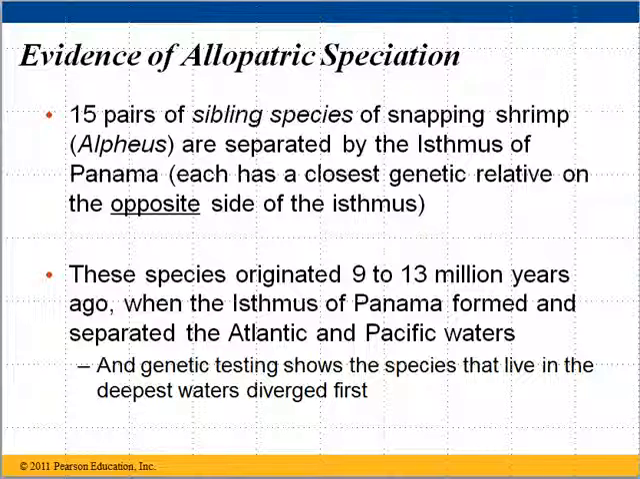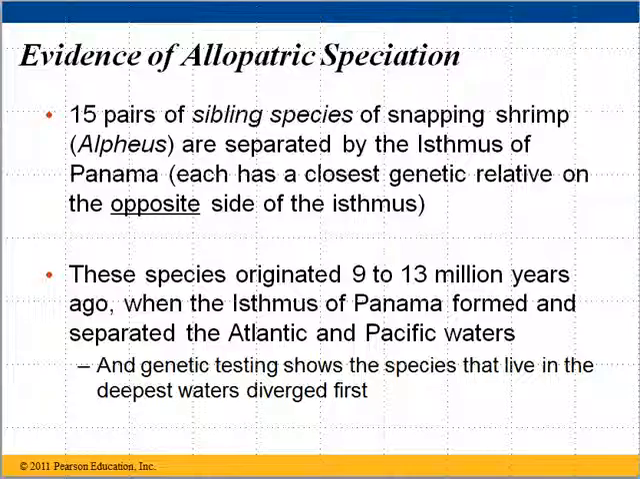It even shows that the species that lived in the deepest waters diverged first. As the water level fell or the land level rose, I'm not sure which occurred, the ones in the deeper areas got separated first, then the medium water areas, and then those in the shallow water were separated last. And that's exactly what the genetic testing shows for the divergence of the species as well.